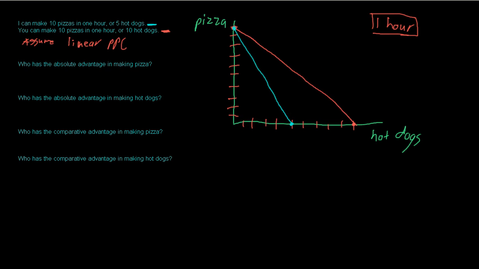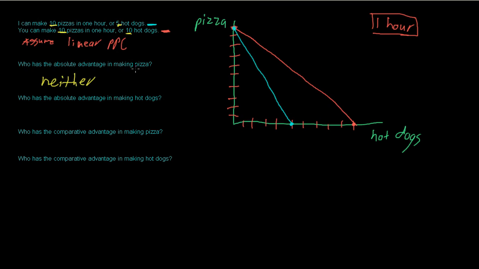The first one is, who has the absolute advantage in making pizza? Well, the answer is that neither of us do. We're exactly the same. In 1 hour I can make 10 pizzas, or you can make 10 pizzas. So neither person has an absolute advantage. We are exactly equal in the production of pizzas. Now, who has the absolute advantage in making hot dogs? Well, it's pretty obvious. You can make twice the amount of hot dogs in the same amount of time that I can. In 1 hour you can make 10 and I can only make 5.